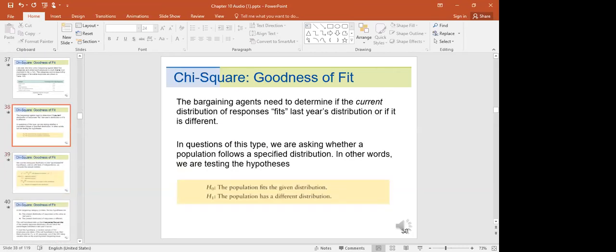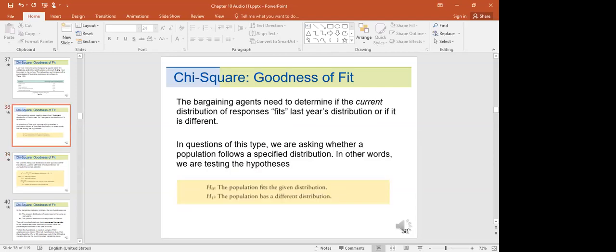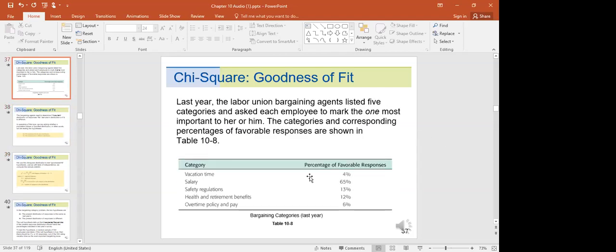So H0 will be the population fits the given distribution, and H1, the population has a different distribution. The test value is computed in the same way, but the degree of freedom is different. The number of categories here is K, so the degree of freedom is K minus 1. For the example of workers here, the number of categories is 5, so the degree of freedom will be 5 minus 1, that is 4.